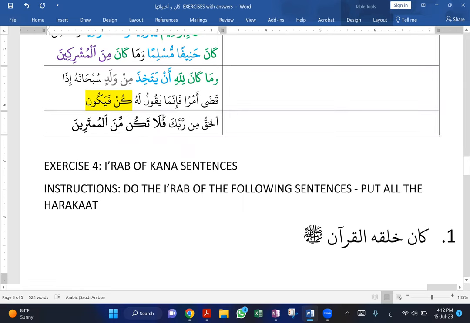من ولد سبحانه إذا قضى أمرا فإنما يقول له كن فيكون. What is the مبتدأ? What is the خبر? Let's see if people were paying attention last week. Any ideas?